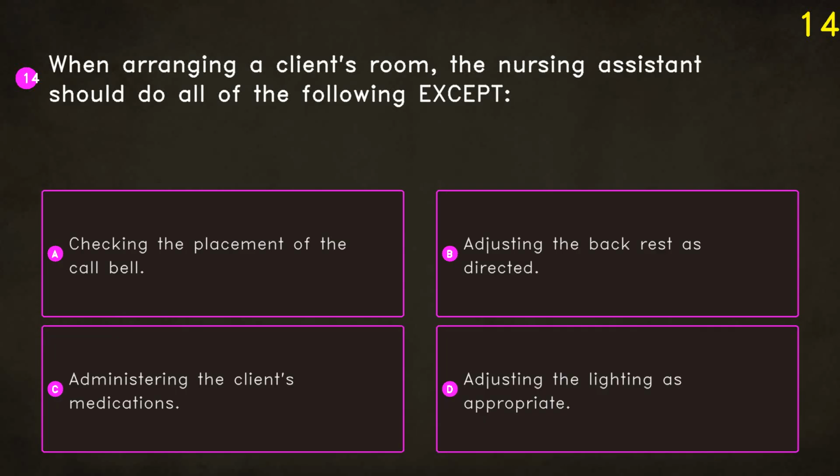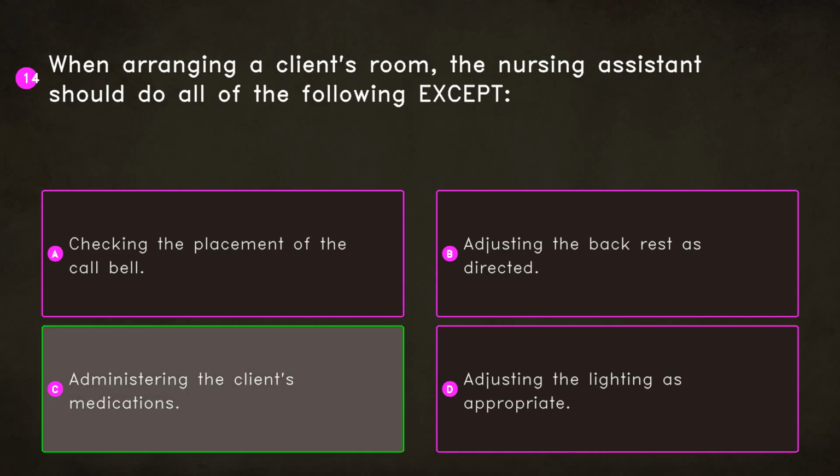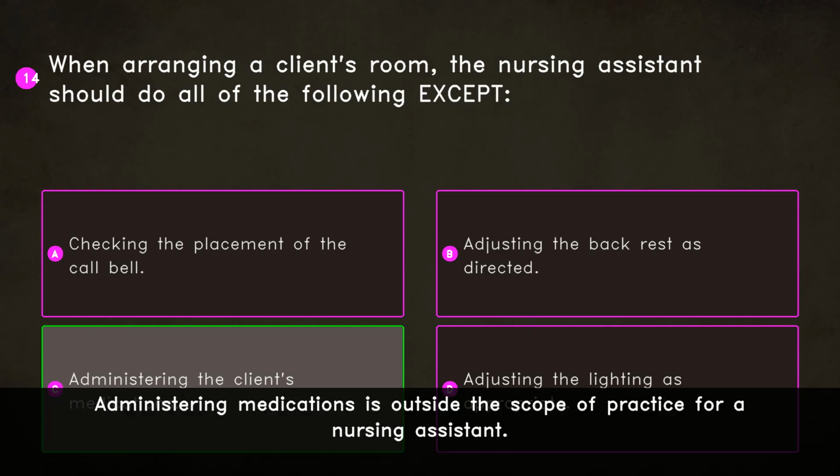Question 14. When arranging a client's room, the nursing assistant should do all of the following except: A. Checking the placement of the call bell. B. Adjusting the backrest as directed. C. Administering the client's medications. D. Adjusting the lighting as appropriate. The correct answer is administering the client's medications. Administering medications is outside the scope of practice for a nursing assistant.